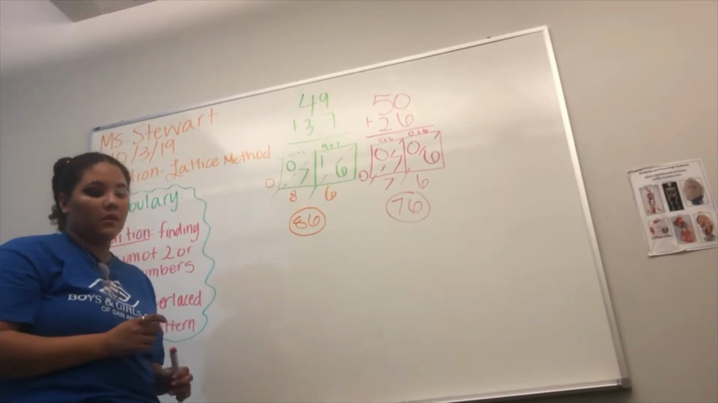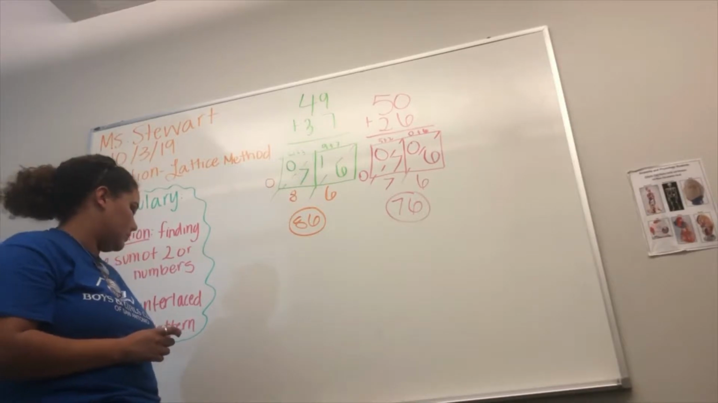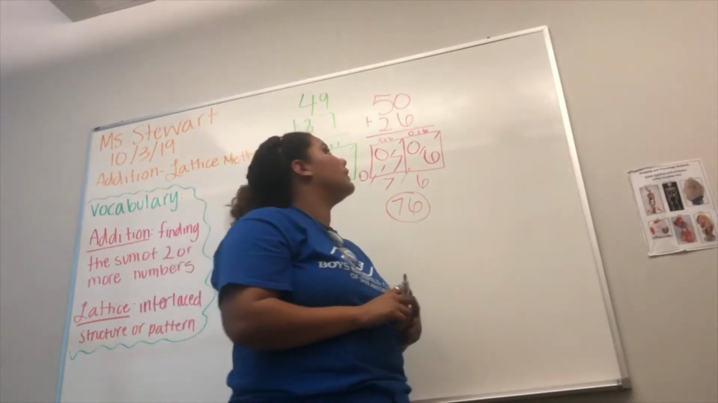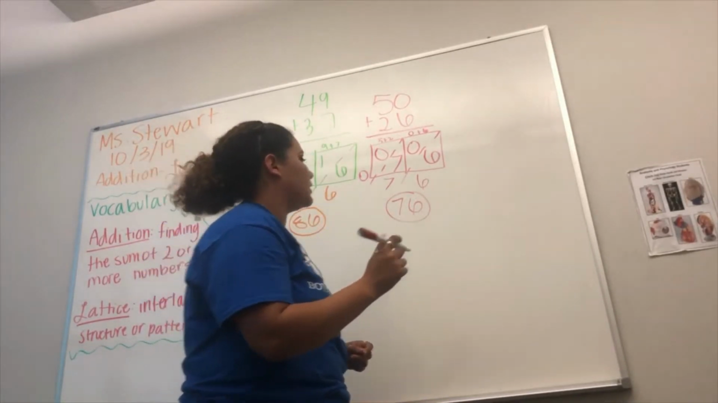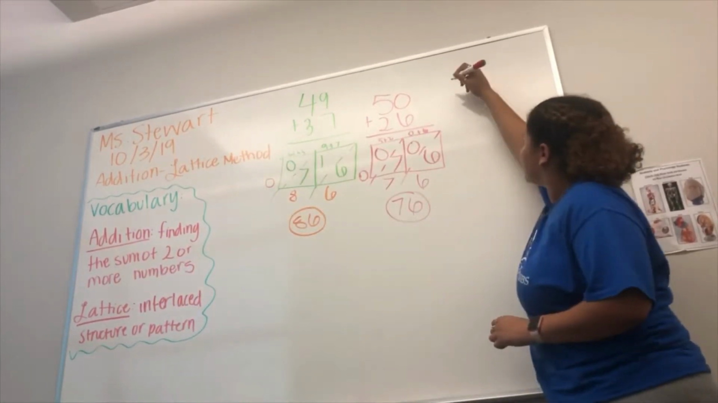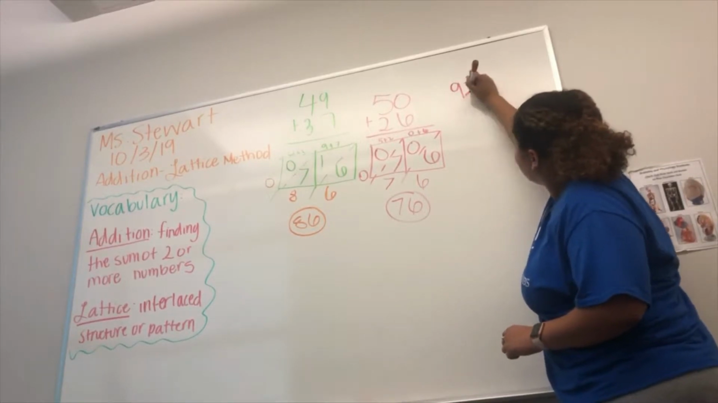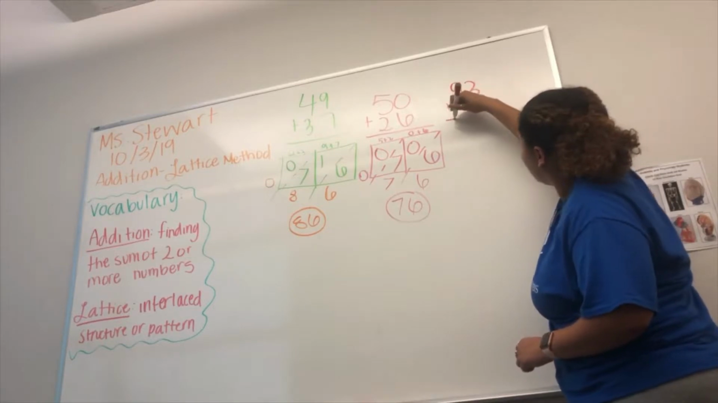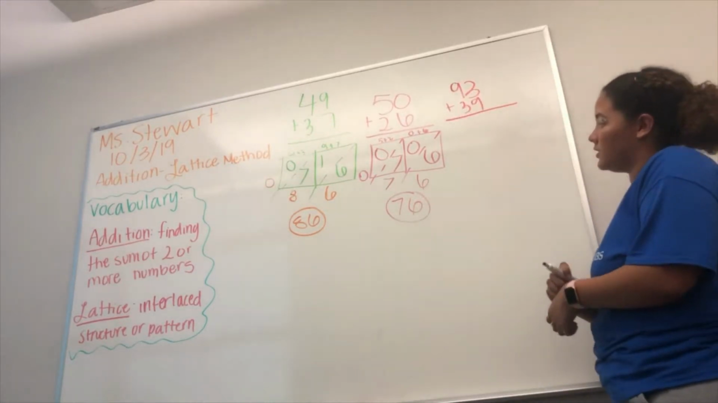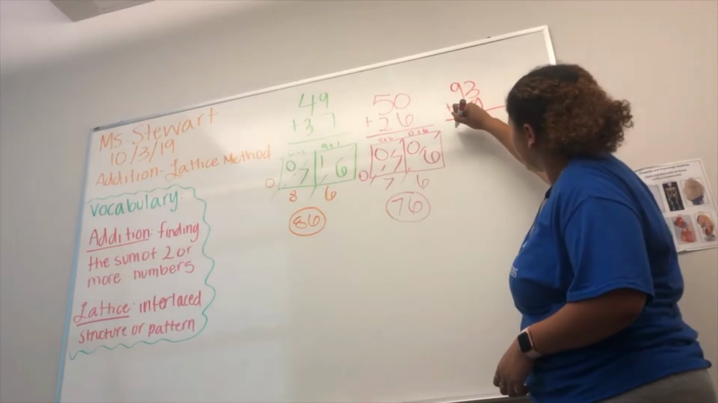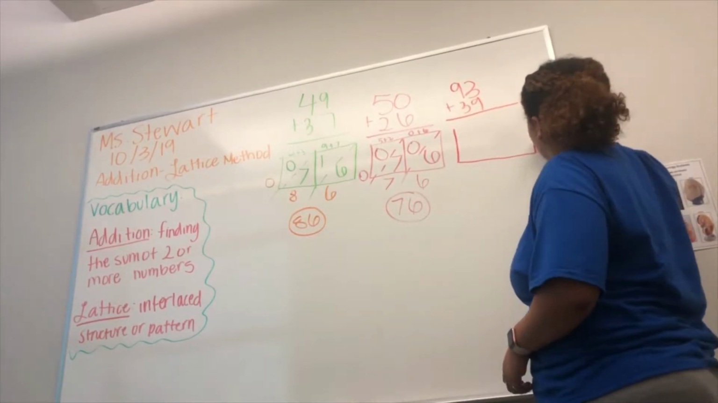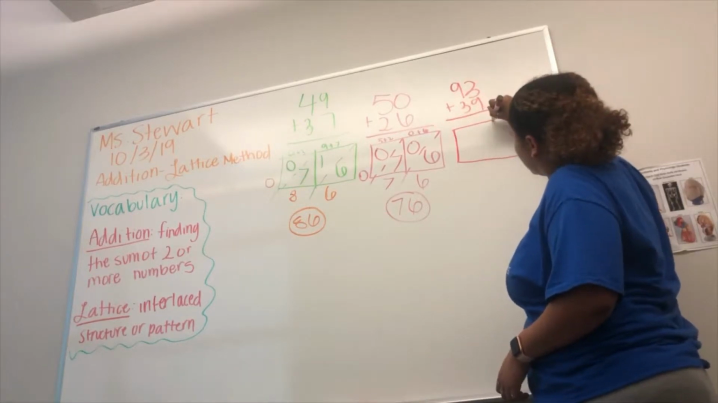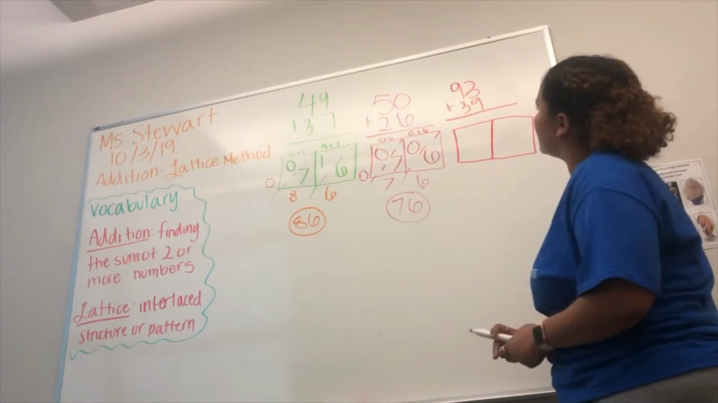Alright, let's do one more together and then you guys can try some on your own. Let's see, let's do 93 and 39. Let's do it this way again. 93 plus 39. So our first step again is to make a rectangle. There's two numbers, 1, 2. So we're gonna make this rectangle into 2 squares.